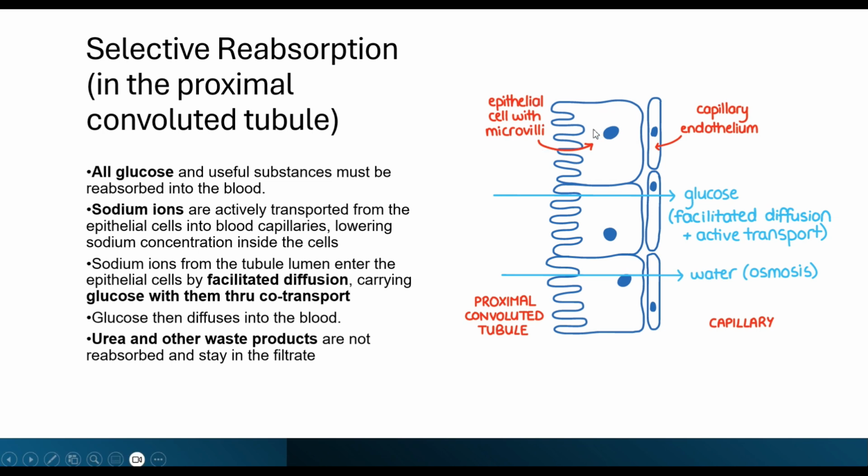So this is the epithelial cell and this is the capillary. It needs to move from the convoluted tubule back into the capillary. So glucose through co-transport moves back in using sodium ions. And the water moves back into the blood as well. And what this did is it removed things like urea and waste. That's what ultrafiltration did.